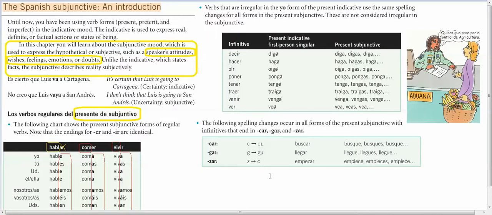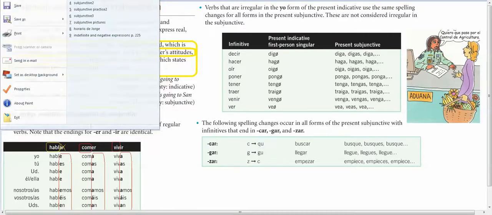So these spelling changes that happened in the preterite are the same ones that are going to happen here because we want to keep our K, G sound. And the only way we can do that is by adding a U next to our G, or changing our C to a QU or our Z to a C. So let's do some practice with that so I can show you what I mean.